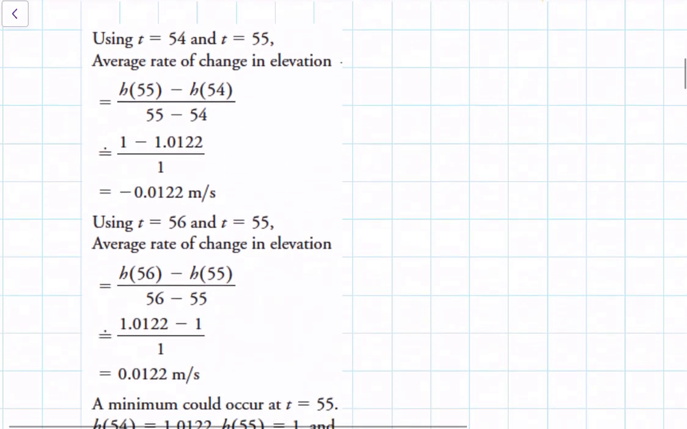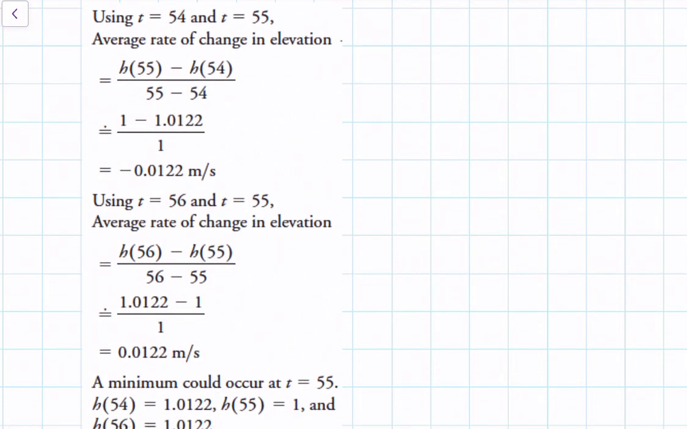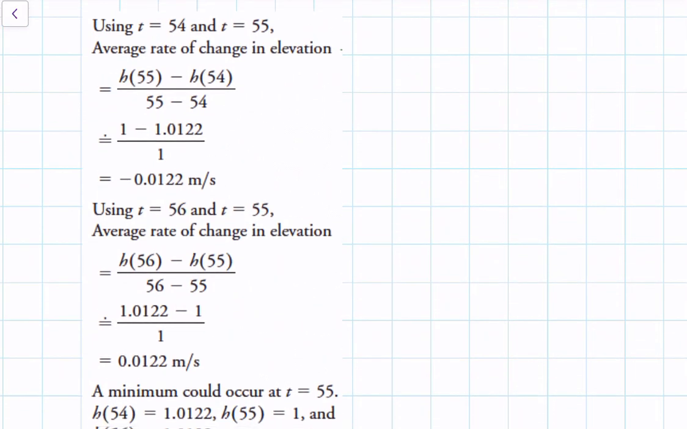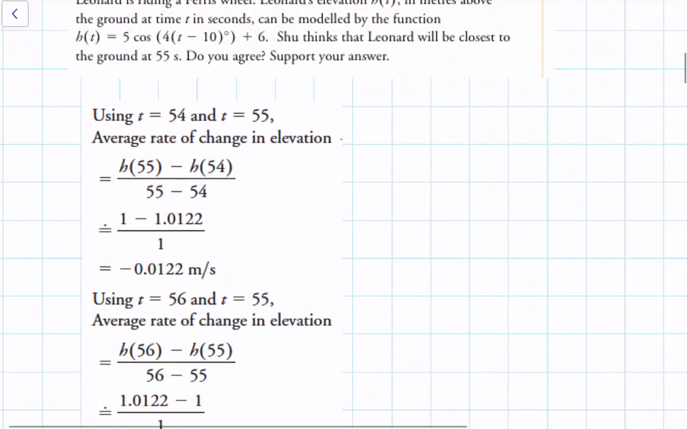Okay. So the first thing we're going to do is find his average rate of change in elevation. Now, why is this important? Because we want to know his height or his distance from the ground at 55 seconds. Now, in order to find that, we're looking for the instantaneous rate. So we're going to have to use average rates and then approximate an instantaneous rate.